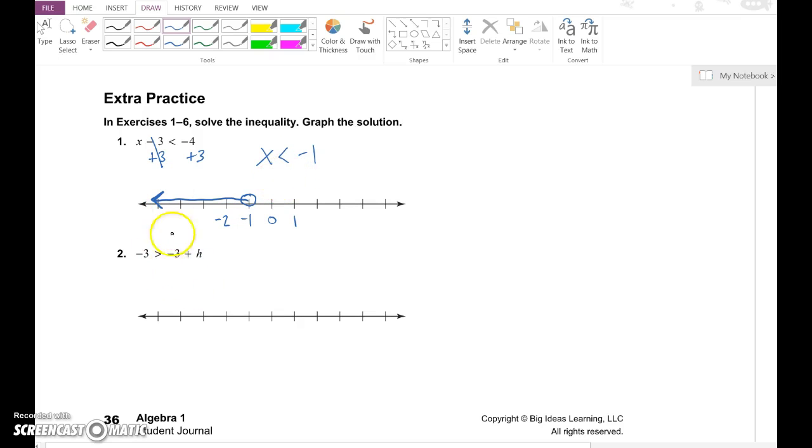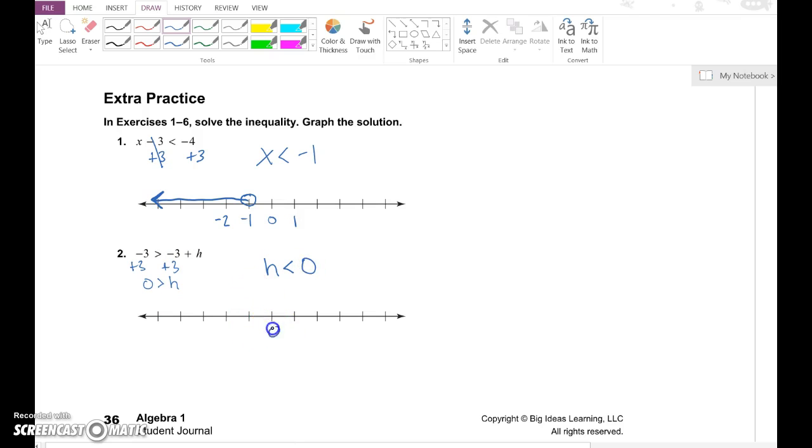Okay, let's look at this next one. To solve for h, how do you get rid of a minus or negative 3? Add 3 to both sides. Negative 3 plus 3 makes 0 is greater than h. Now, to help you graph this, you might want to rewrite this in a different way and write the h on the left. So if we say 0 is greater than h, notice how if you want to call this an arrow, the arrow is pointing at the h. Over here we have to say h is less than 0.